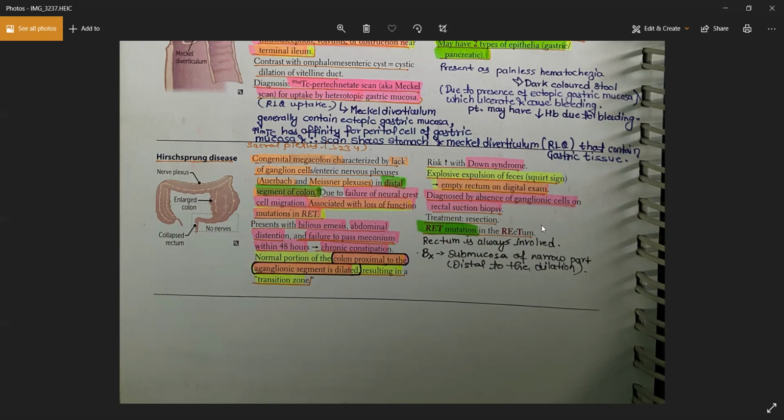And you can note one more fact, that Hirschsprung's disease is also associated with the RET mutation, right? And the rectum is always involved. Why? Because the migration happens from proximal to distal, and the last thing to be colonized by the neural crest cells is the rectum. So whenever a disruption of migration happens, the rectum will always be involved. You will always get rectal involvement, I must say, right? So yeah, that would be it.